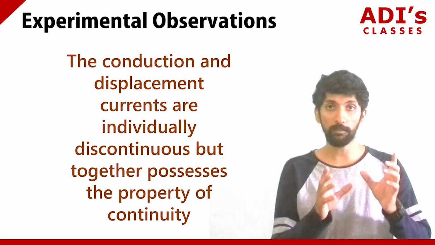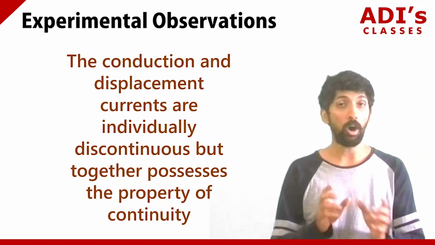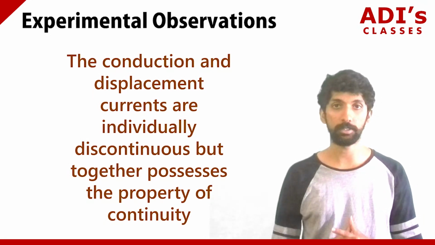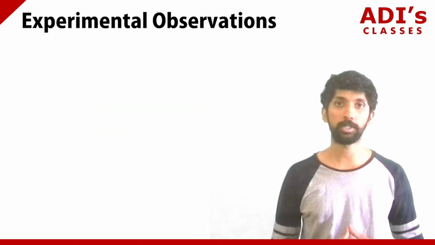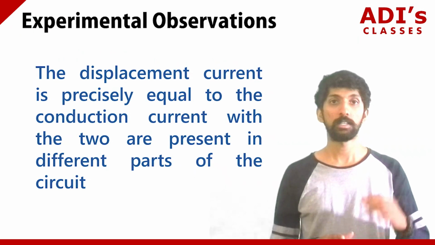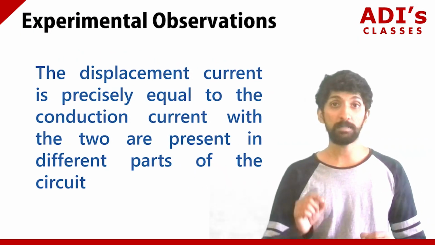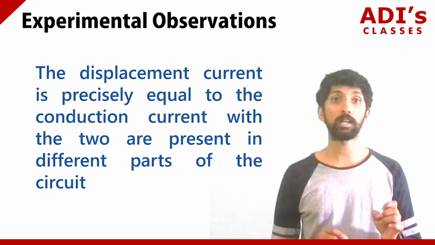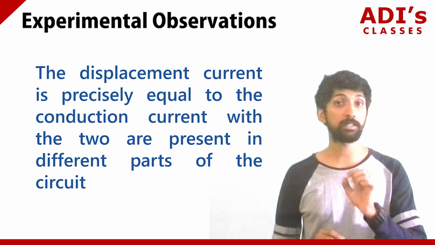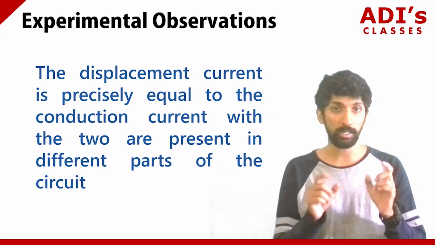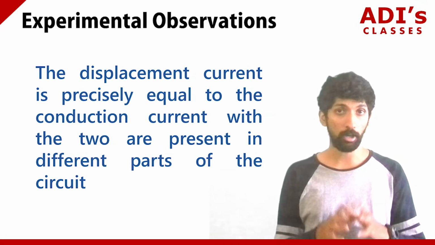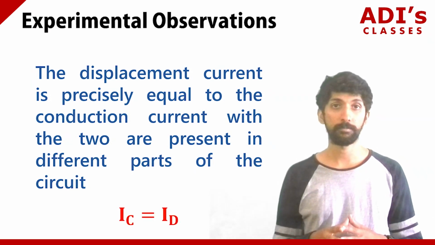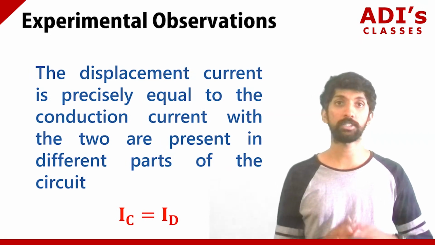If you take just the conduction current or just the displacement current, they are discontinuous, but together they will become continuous. Okay, this is one of the observations. The second observation is that the displacement current is precisely equal to the conduction current when the two are present in different parts of the circuit. If they are connected in the same circuit, they are not equal, but if they are in different parts of the circuit, they are equal. So IC is equal to ID in such cases.